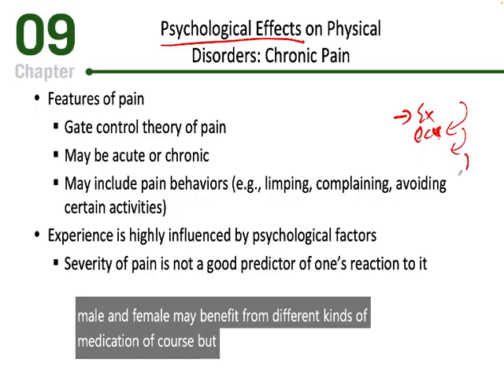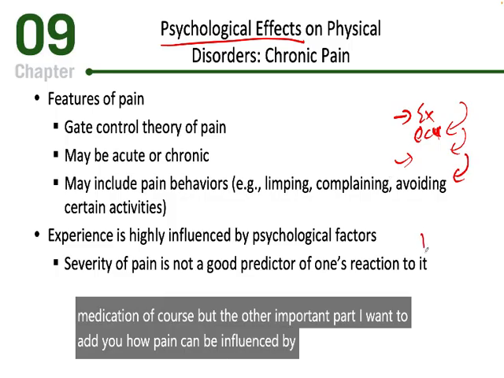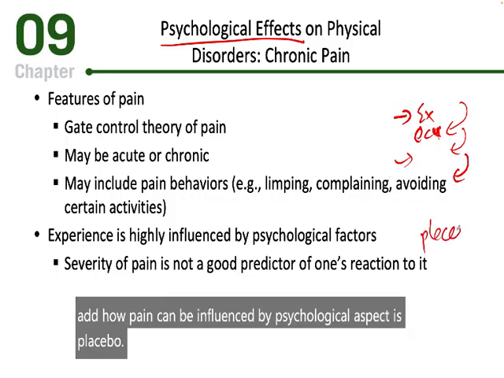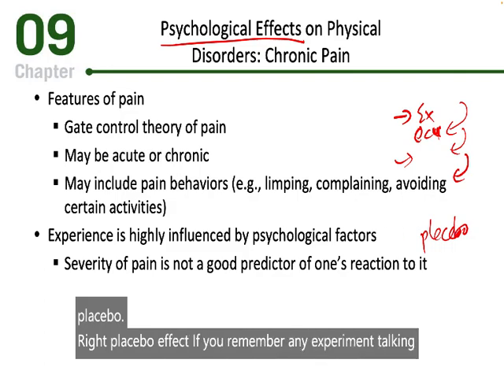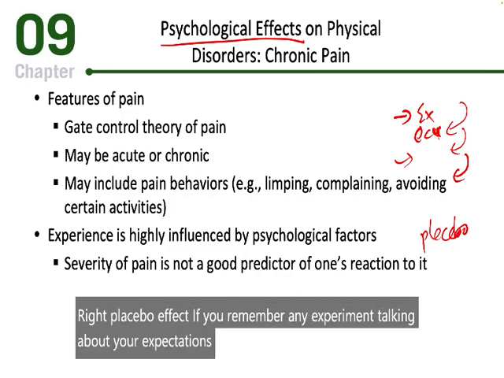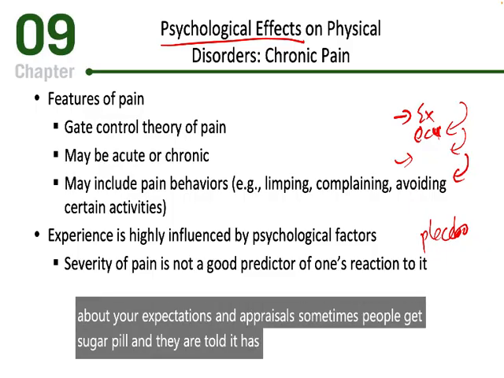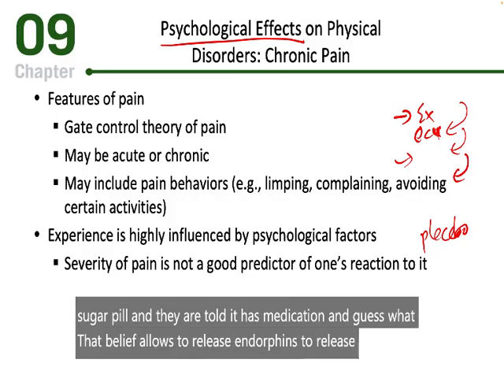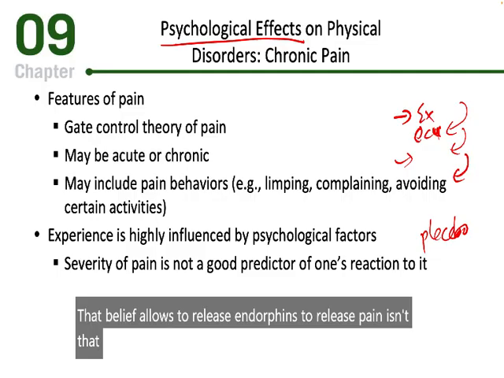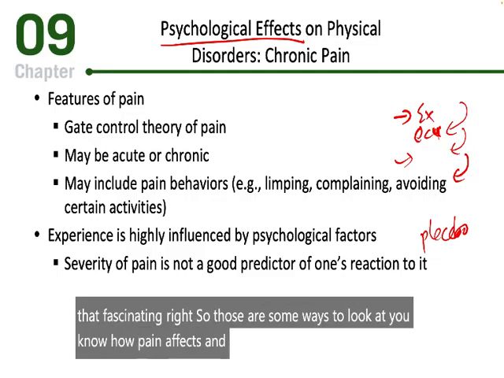The other important part I want to add, how pain can be influenced by psychological aspects, is placebo, right? Placebo effect. If you remember any experiment talking about your expectations and appraisals, sometimes people get a sugar pill and they're told it has medication. And guess what? That belief allows the release of endorphin to release pain. Isn't that fascinating? Right? So those are some ways to look at how pain can be influenced by our mere thinking.